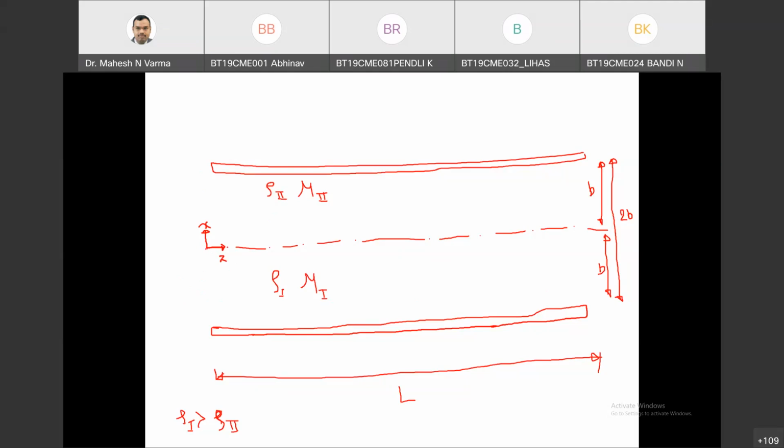L and W are large as compared to 2b. As compared to b or 2b, L and W are very large. Okay. So this is very important.